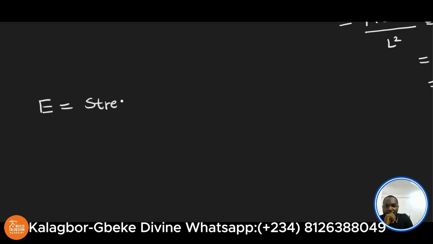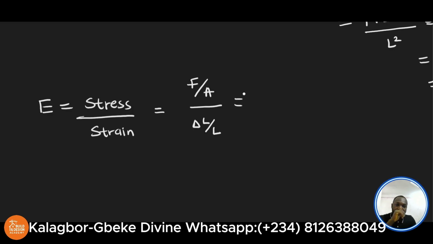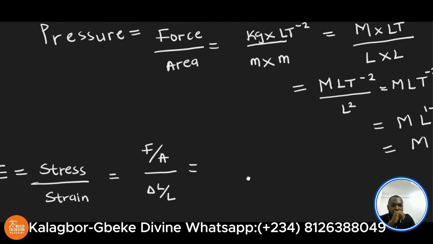Stress over strain. And we know that stress is force over area, and we know that strain is dimensionless: change in length over original length. Alright. So for that, we know that force is MLT raised to the power minus 2, over area, which is force over area, which is pressure.